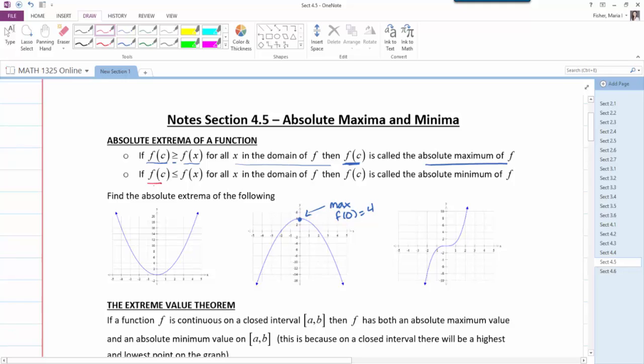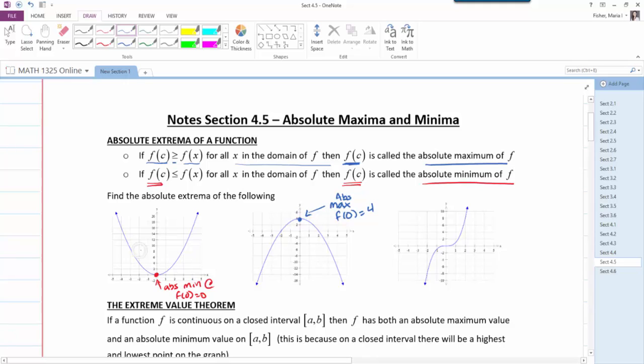Similarly, if f of c is smaller than all the other y's for all the x in the domain of your function, then f of c is called the absolute minimum of that function. For example, here you have an absolute minimum at the point f of 0 equals 0. So this was the absolute maximum at f of 0 equals 4, and then for that graph it has an absolute minimum at f of 0 equals 0.